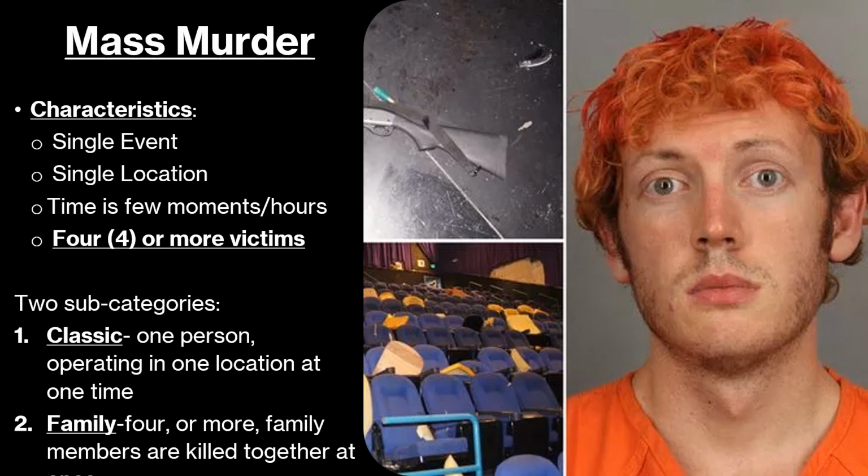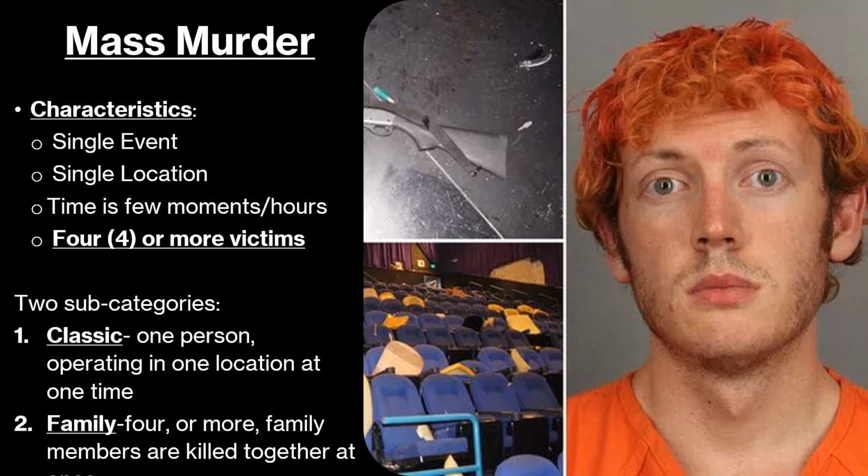Then we get to something called mass murder. Mass murder is the killing of four or more victims in a single event with a single location within a few moments or hours. There are two subtypes of mass murder. Your classic mass murder is one person operating in one location at one time.